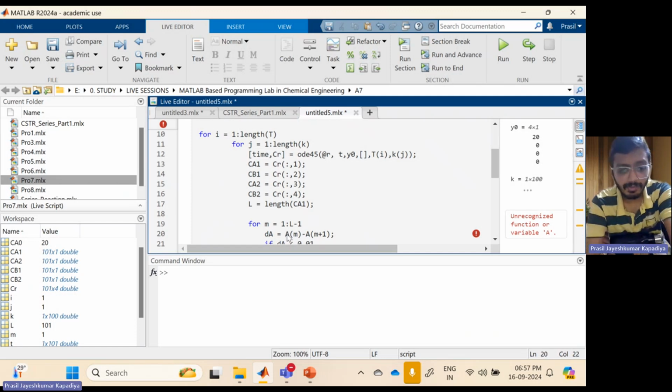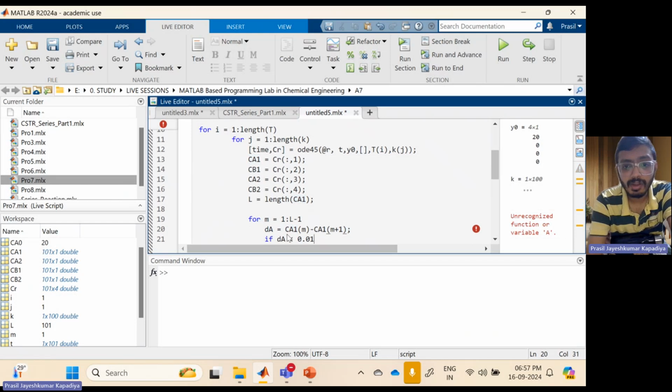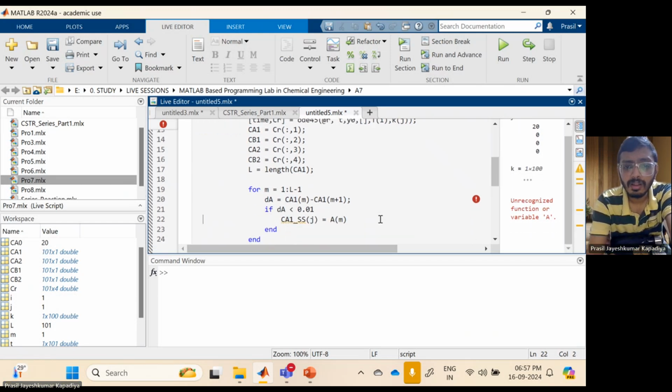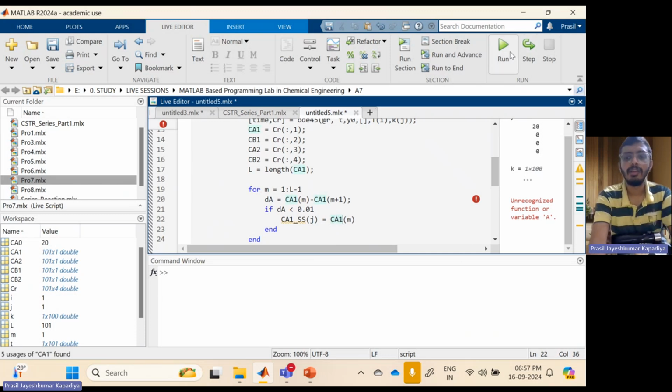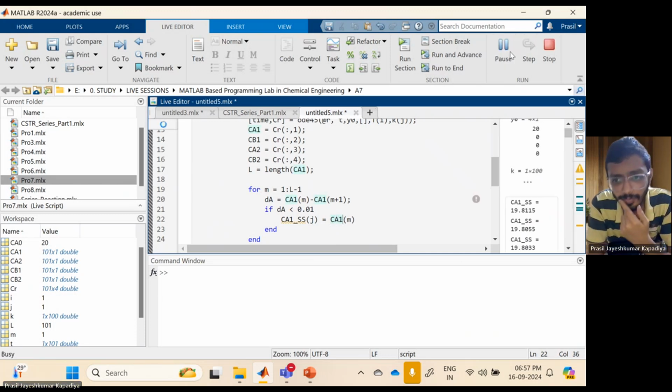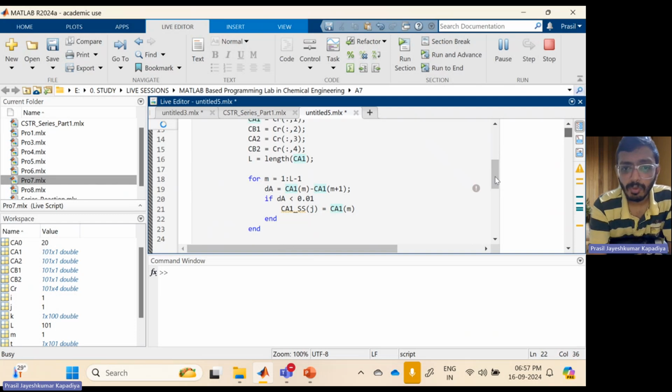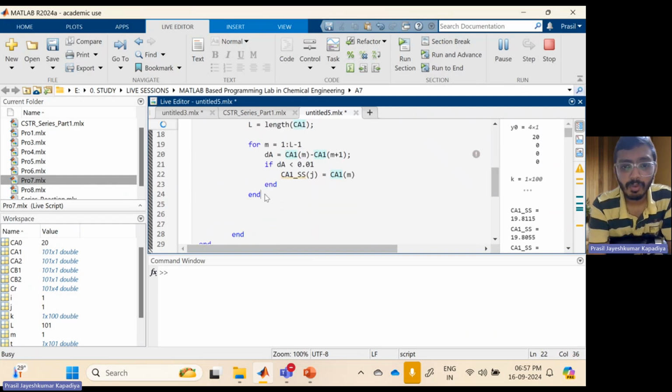Okay. CA1. CA1. CA1. Because our variable is not ACA. Okay. So our CA1 steady state is 19.8155. So similarly, we can do it for all values. We can check it for all.